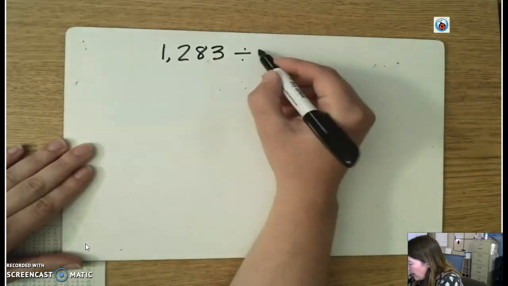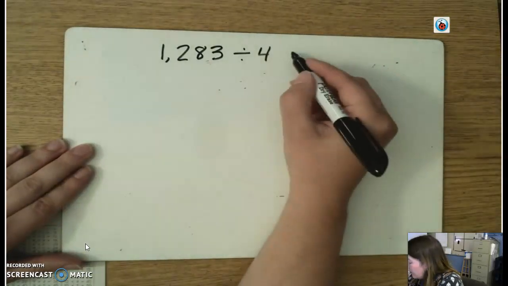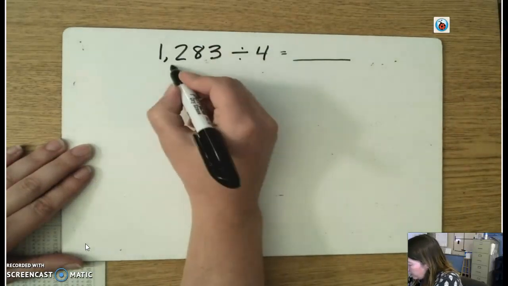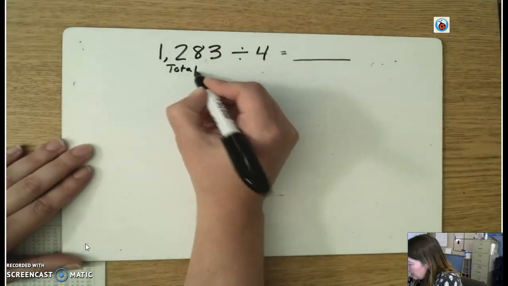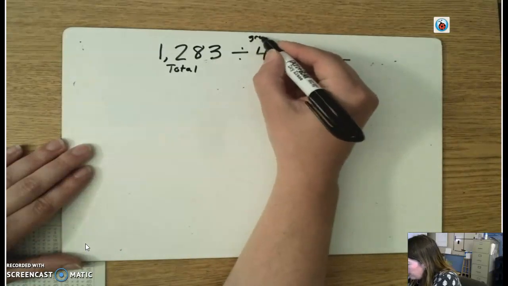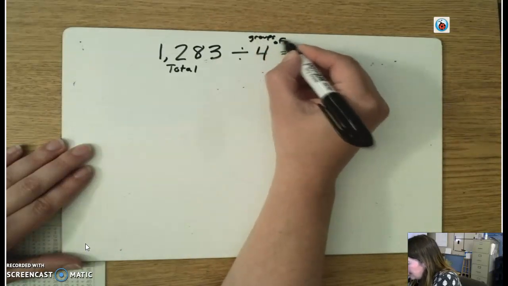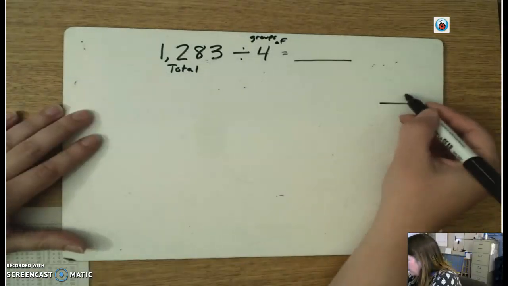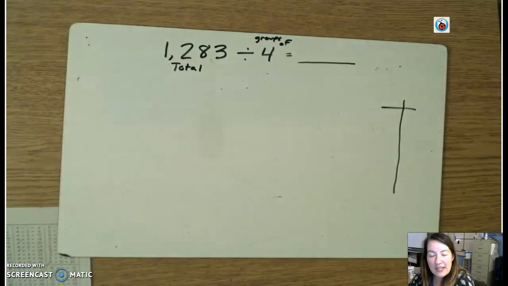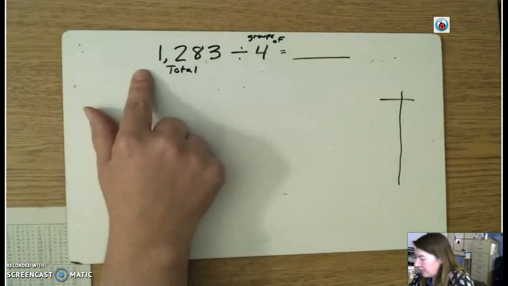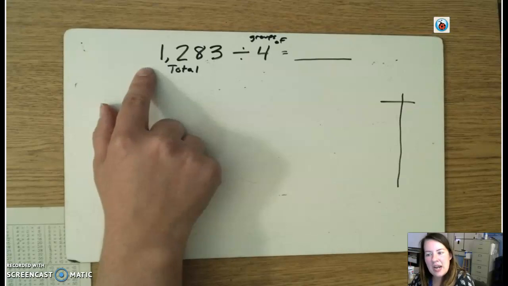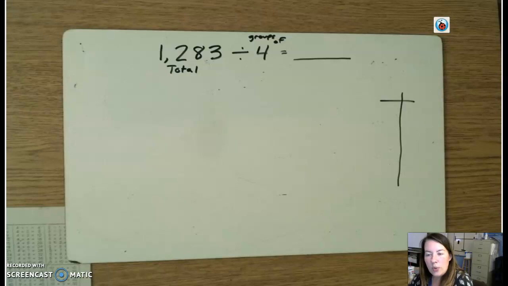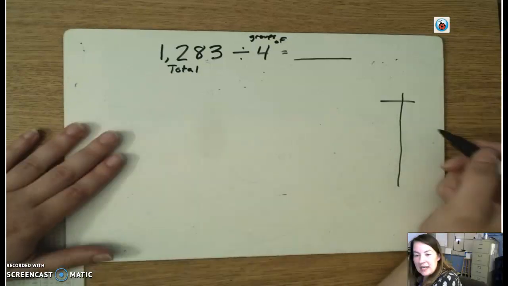1,283 divided by 4. I just made this number up. Let's see what it's going to be, all right? So I know I have a total of 1,283, and I want to make groups of 4. Do you see why we're using this multiplication chart strategy instead of using those base 10 blocks? It would take forever to count out 1,283 pieces and make little groups of 4 with them, right? That's not practical.